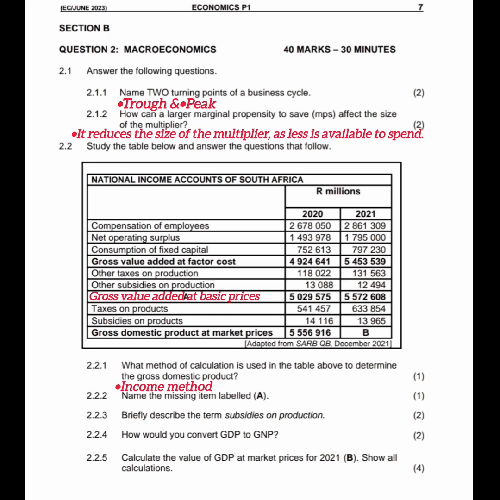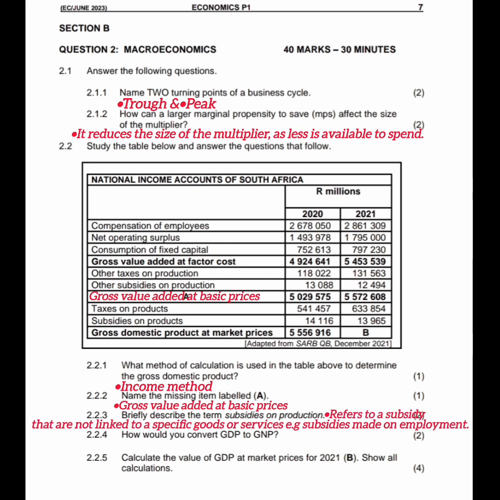And then 2.2.2, name the missing item labeled A. As I said before, this is gross value added at basic prices. And then 2.2.3, briefly describe the term subsidies on production. So subsidies on production refers to a subsidy that is not linked to specific goods or services, e.g. subsidies made on employment. So they are not linked to any good or service.